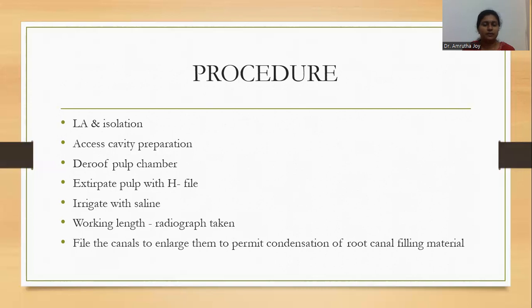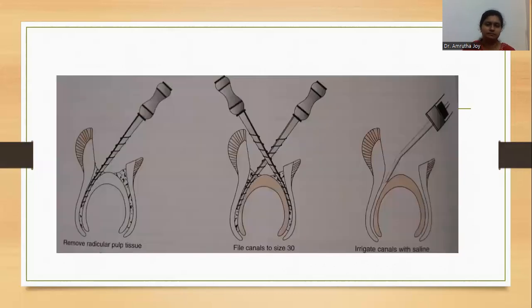Usually the extirpation of the pulp tissue is done using an H file or using reamers, then irrigate with saline, then working length should be taken. A working length radiograph should be taken by placing the files, and then file the canal or do the biomechanical preparation. This is to enlarge the canals and permit the condensation of root canal filling material.